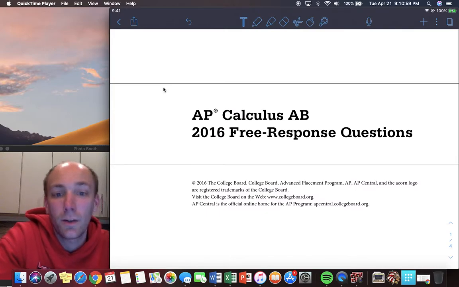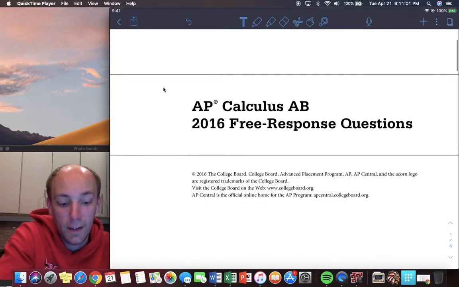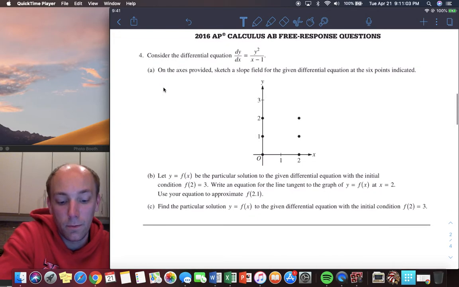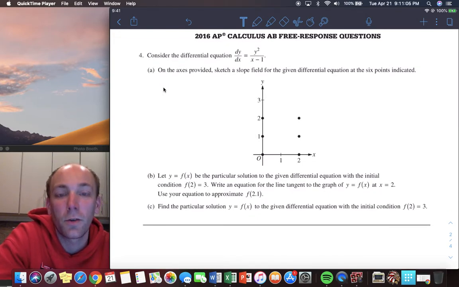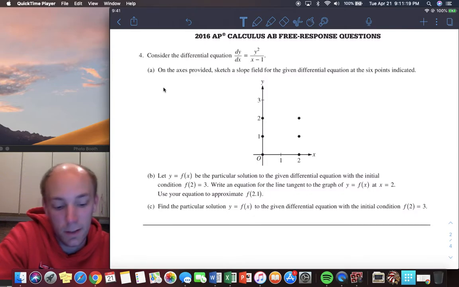Okay, so we're taking a look at 2016, number 4. Consider the differential equation dy/dx equals y squared divided by x minus 1. So a differential equation, kind of cool. Part A, on the axes provided, sketch a slope field for the given differential equation at the 6 points indicated.